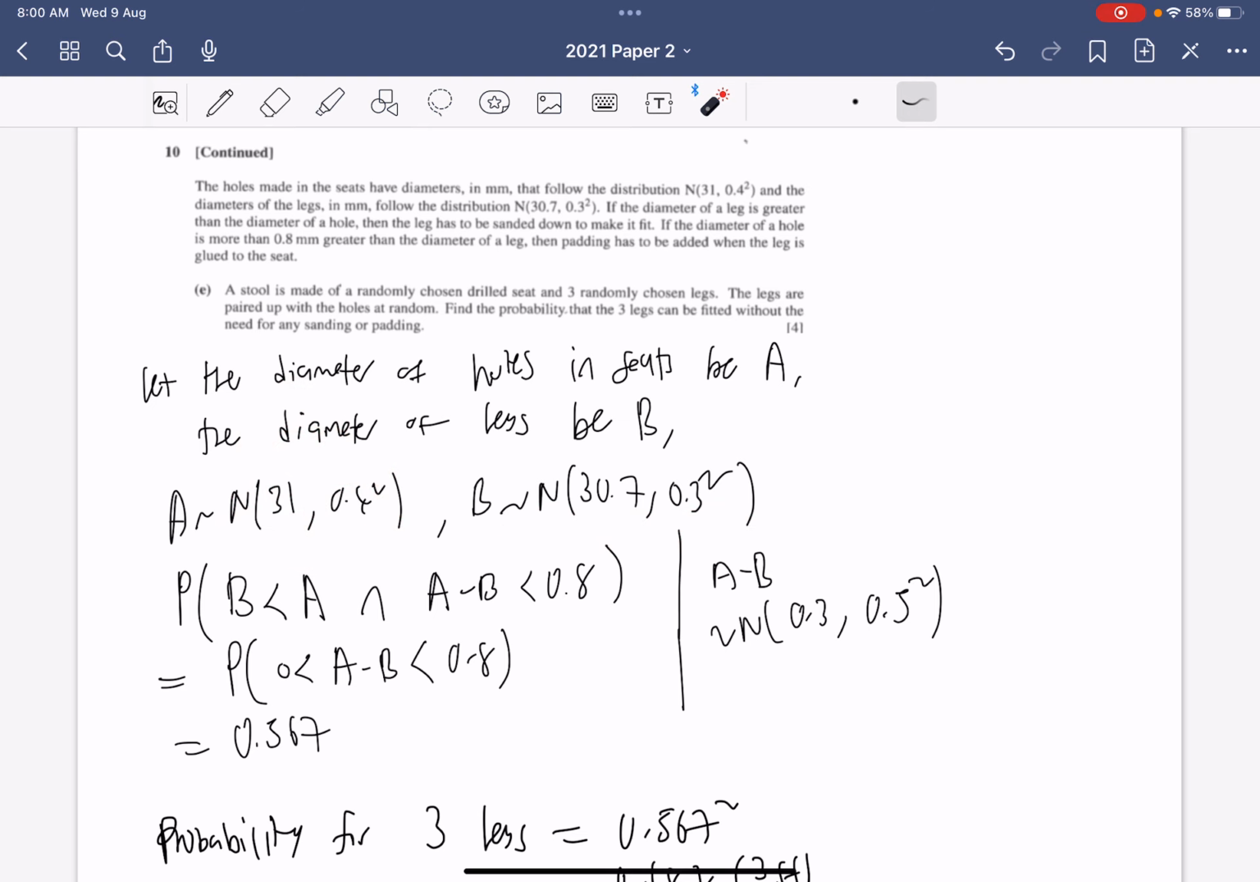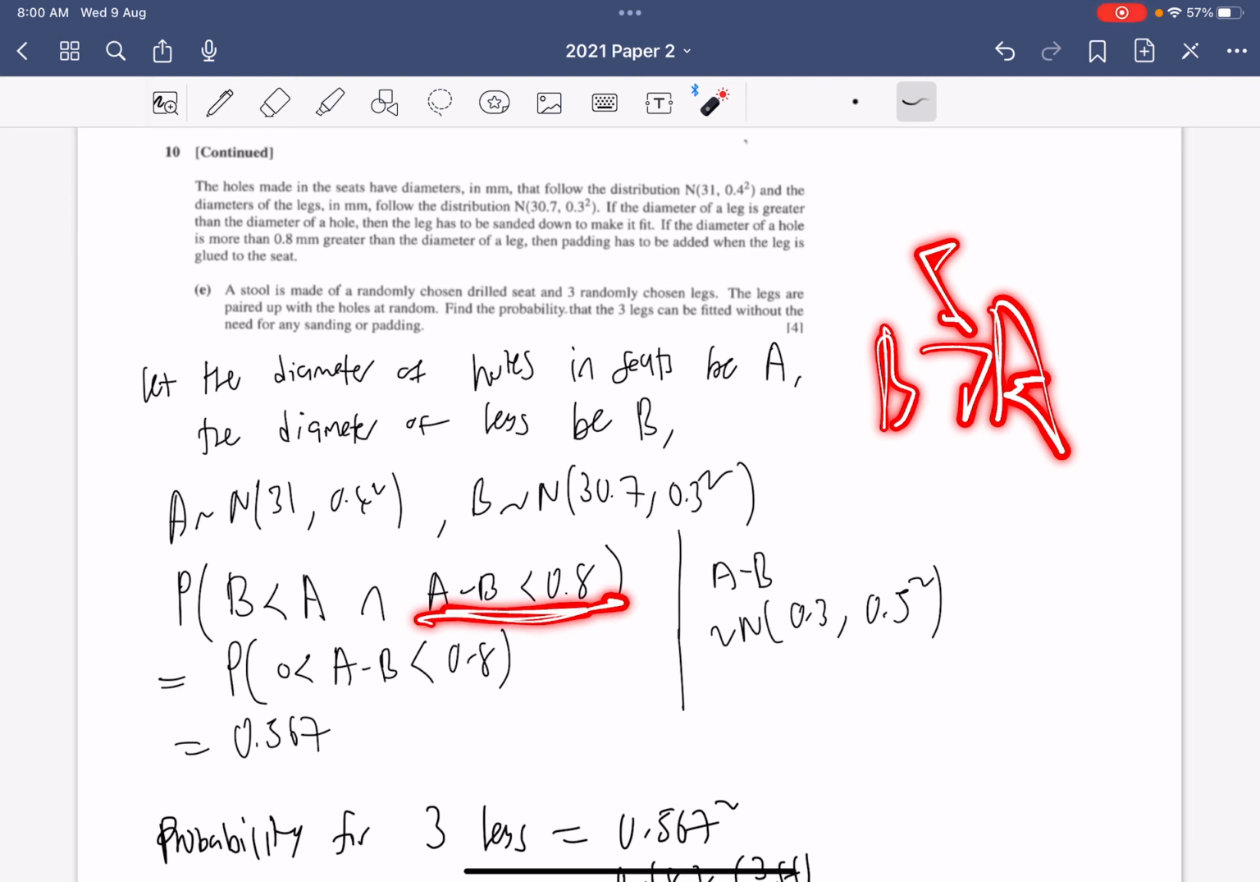Now to be fitted correctly, we just need B to be less than A and A minus B to be less than 0.8 as given over here. Because the diameter of the hole is more than 0.8, then padding has to be added. And if the diameter of the leg is greater than the hole, so that means B is greater than A, then you have to do something. So you need it to be less than.